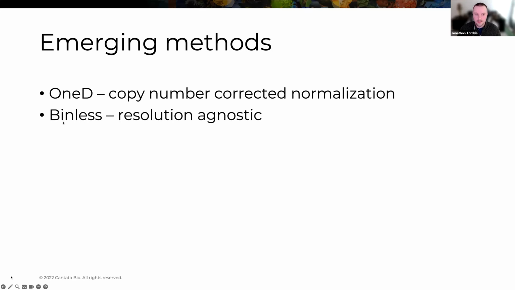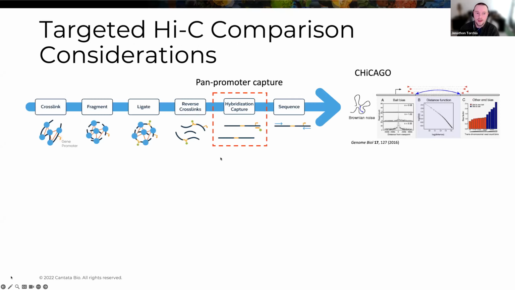Another one, binless, is resolution agnostic. What we're talking about are methods that historically have been done at certain resolutions. You can choose the resolution that you want to perform your analysis. Binless supposedly is a way to do that without actually caring about resolution. So you can do a normalization up front, and then you can perform your analysis downstream afterwards.